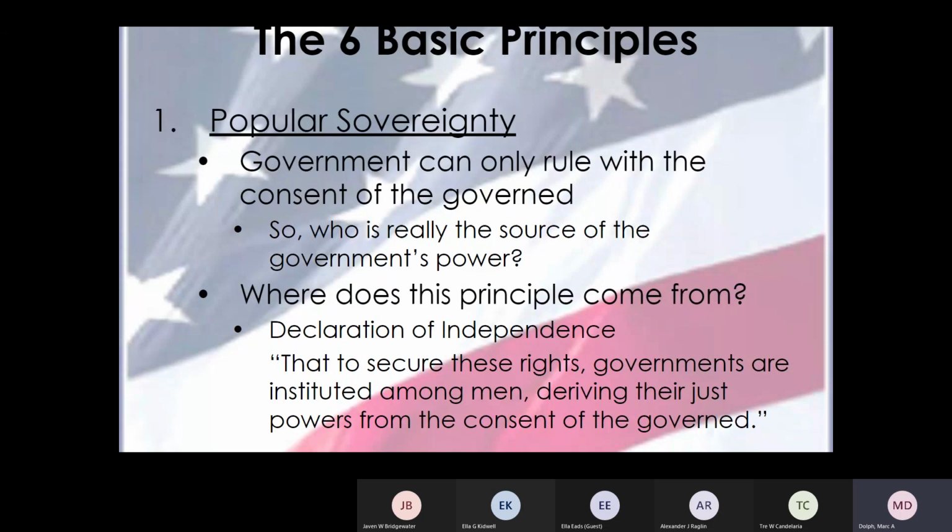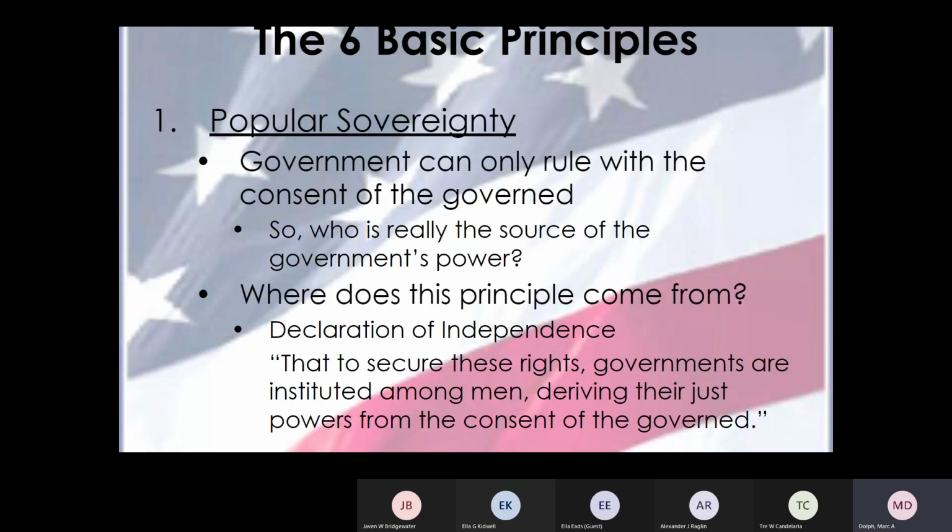Number 1, popular sovereignty. Who remembers popular sovereignty? Talked about it Monday, right? The government can only rule with the consent of the governed. So who's really the source of power here? The people, right? Have you ever heard power to the people? Rule for the people, by the people, right? Anybody heard of that? The people are the source of the power. Your constituents. They're the ones who put you in office. They're the ones who pay your salary, essentially.